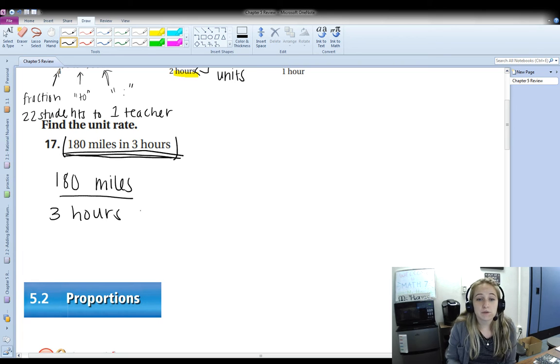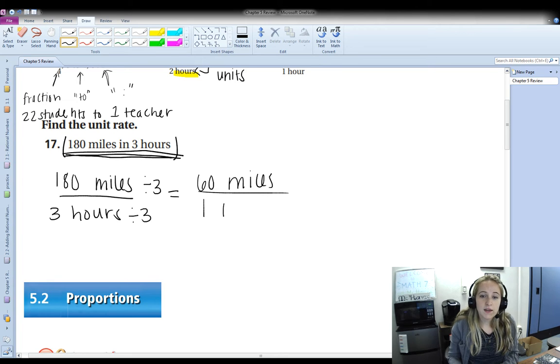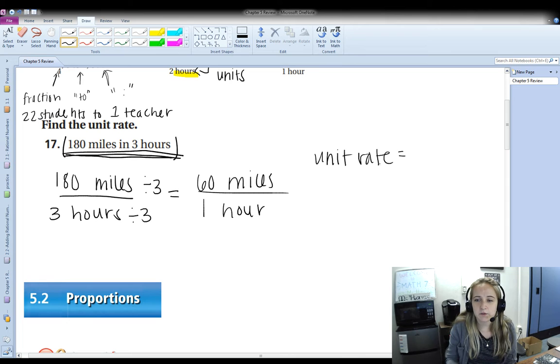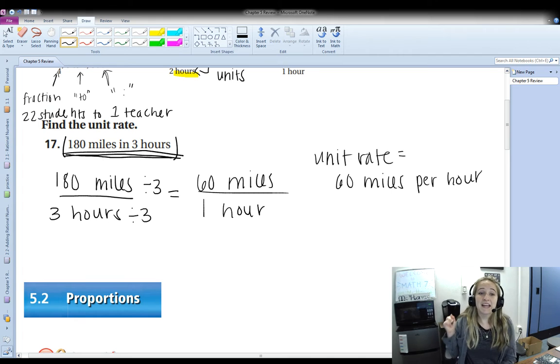So if we have 180 miles over 3 hours, to get our unit rate, we need 1 in the denominator. So I'm going to divide the top and the bottom by 3. And that is going to give me 60 miles over 1 hour. And essentially what that is telling us is our unit rate is 60 miles per hour. Okay? So unit rate equals 60 miles per hour. All right. And that is pretty much the gist of 5.1. We got unit rate, we got rate, and we got ratios. Make sure that you have all those definitions down.